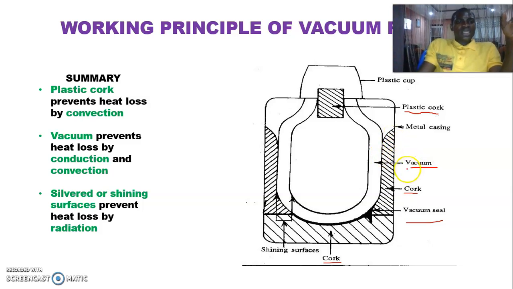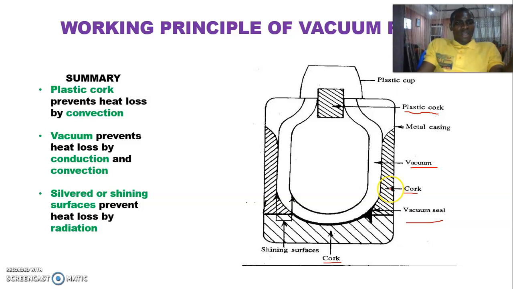Number two, the vacuum. Now we said conduction and convection require material media. The medium for conduction will be a solid substance that requires molecular exchange of heat, while convection requires fluid, which could be air or water or any other liquid. But in this case, since there is no solid, heat has been prevented by conduction. Since there is no liquid in the gap as well, heat has been prevented by what? Convection. So we can say the vacuum helps in heat prevention through conduction and convection.